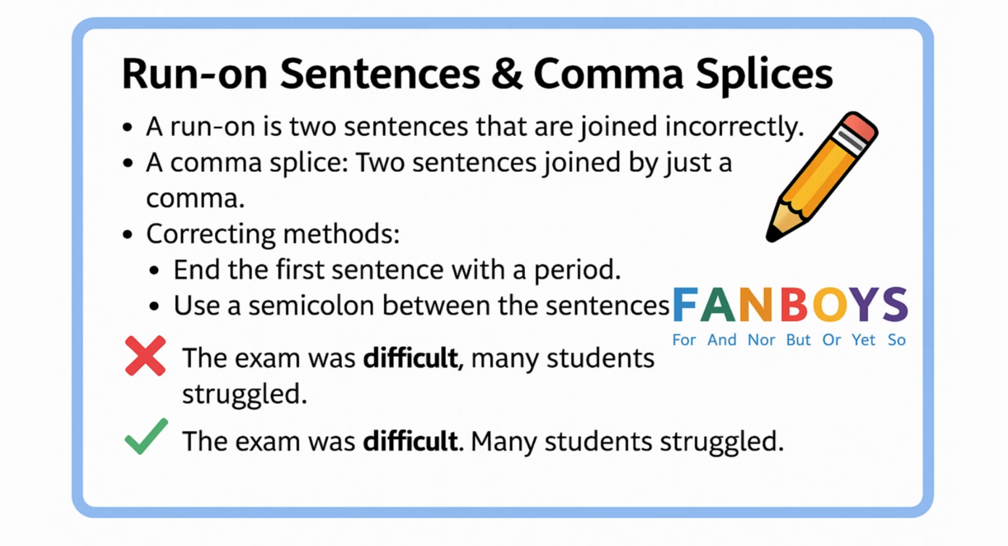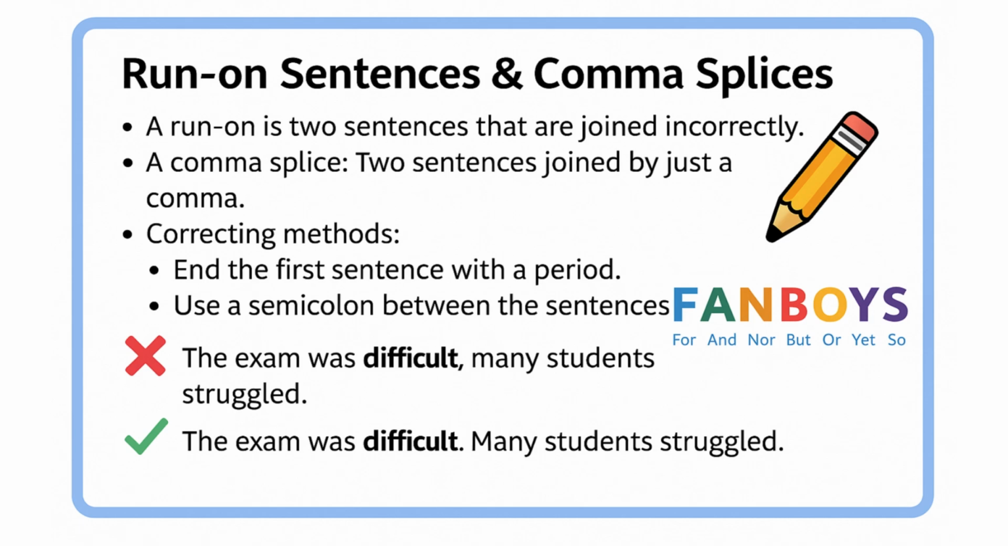The first method is to end the first sentence with a period and start a new one. The second method is to use a semicolon when the two ideas are closely related. And the third method is to use one of the coordinating conjunctions, known by the acronym FANBOYS: for, and, nor, but, or, yet, and so, together with a comma. Let's look at the example on the slide.